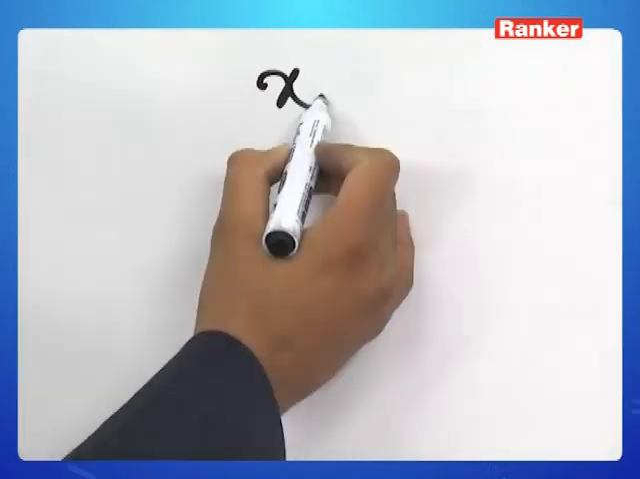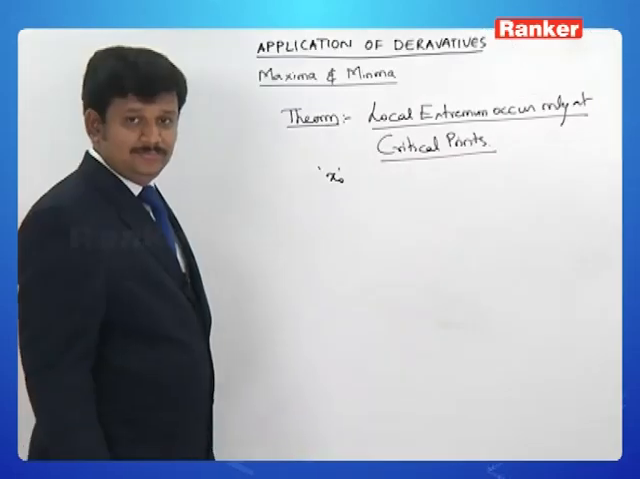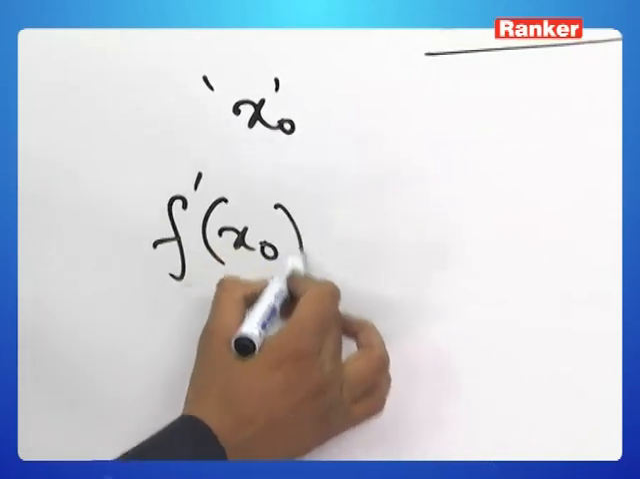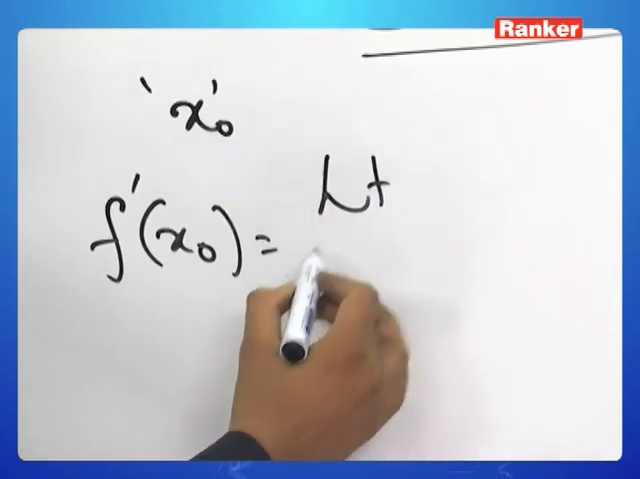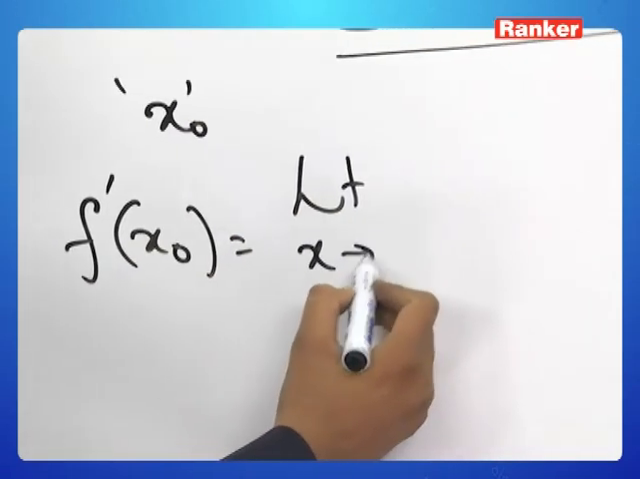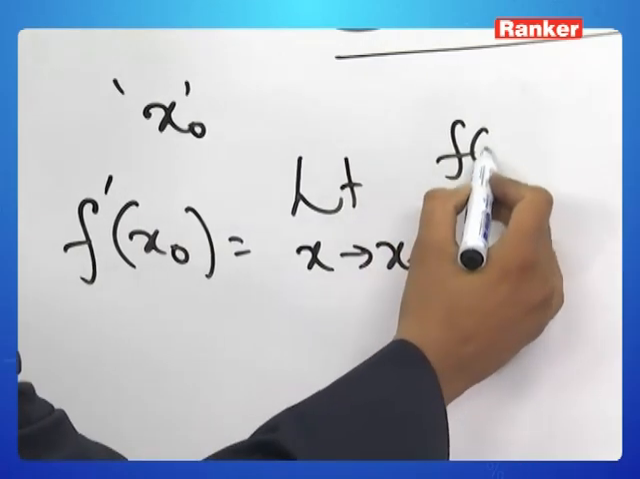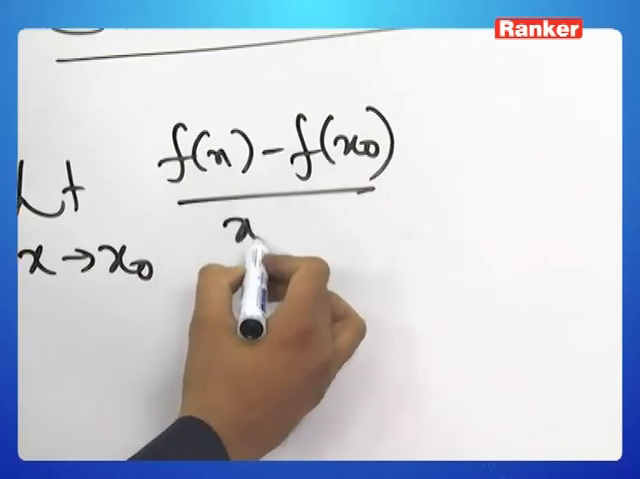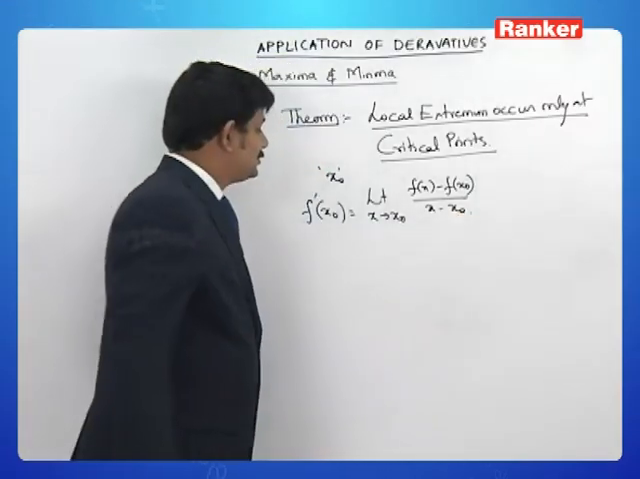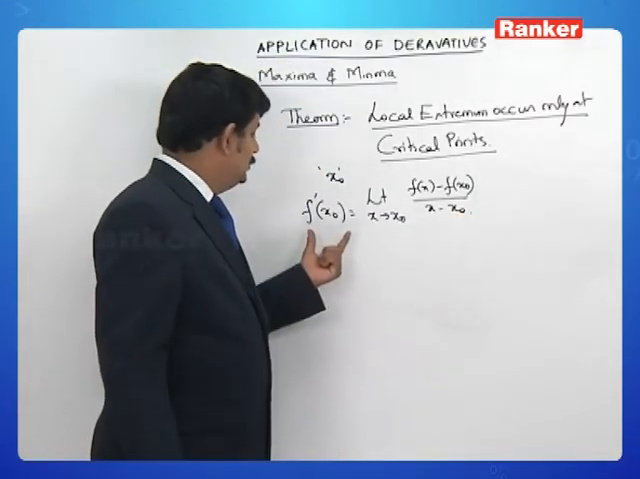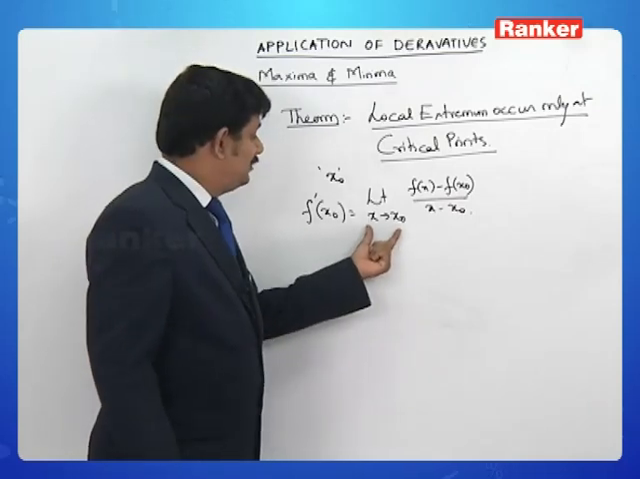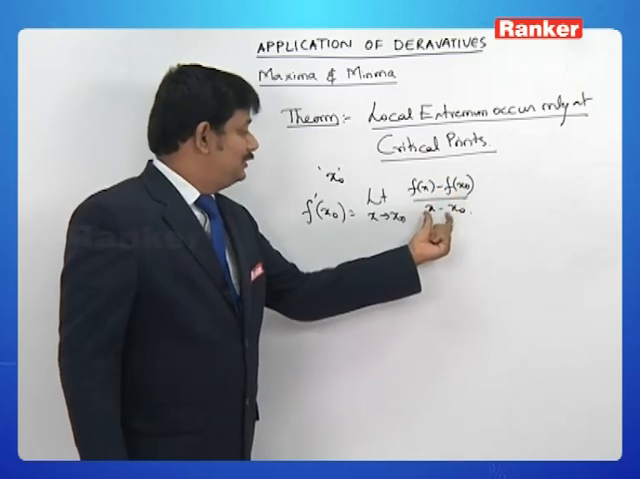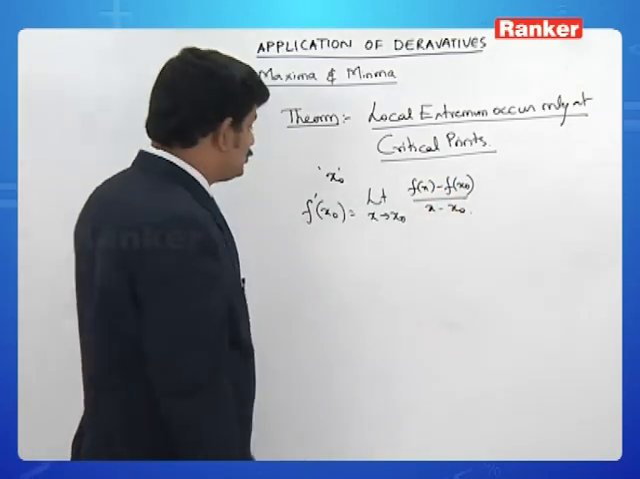Let's say we are investigating at a point x equal to x naught. Let us focus on the derivative at x naught. f dash x naught is equal to limit x tending to x naught f of x minus f of x naught divided by x minus x naught. From the chapter of limits, continuity and differentiability, we know the derivative at x naught is given by limit x tending to x naught f of x minus f of x naught divided by x minus x naught.